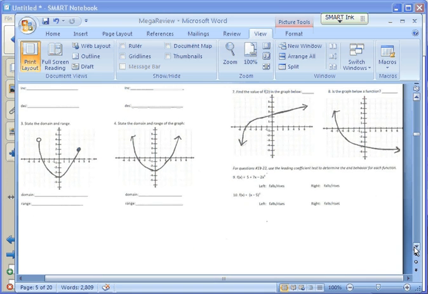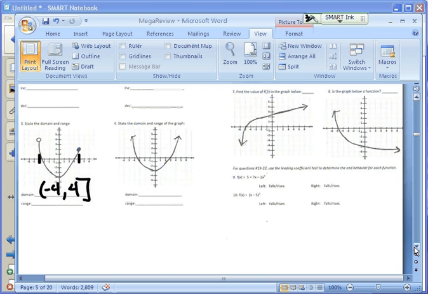Number 3, state the domain and the range. Remember, domain is the x-axis. So domain starts here at -4, goes over here to +4. But I have an open circle at -4, so I use a parenthesis. Then a closed circle at +4, so I use a bracket.